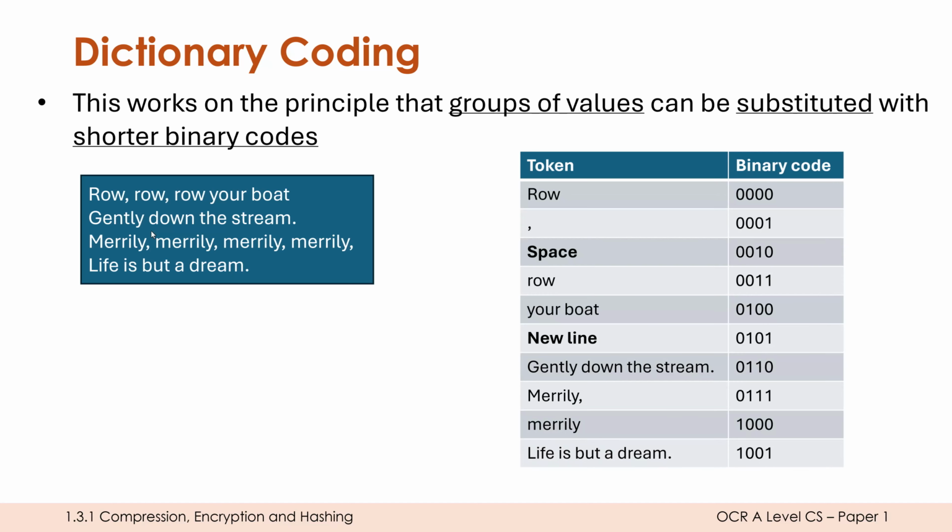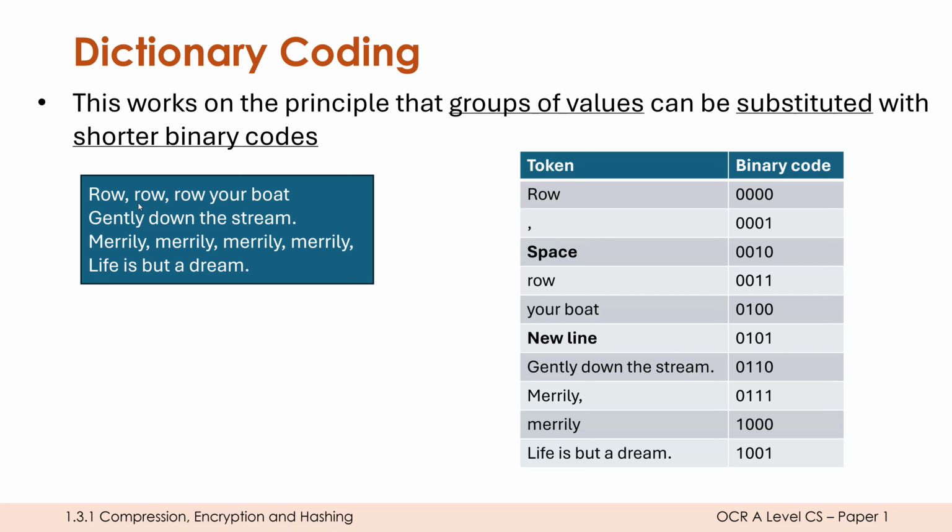Well, my attempt is this. This is my dictionary. So the dictionary is a data structure which has essentially a lookup. So we're looking up or substituting what you might call a token with a shorter binary code. A token is our group of values. So the first token I've got is row. I've given it a binary code. We then have got a comma, another binary code.